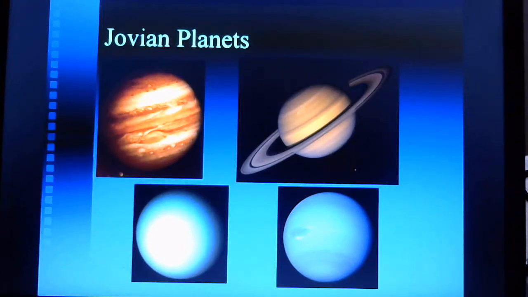We can summarize the properties of the Jovian planets now that we've talked about each of them individually. Remember that the outer planets can be called the gas giants or also called the Jovian planets because Jovian means like Jupiter. And I hope you recognize that this is Jupiter. And I hope you remember that Jupiter is the largest planet in the solar system.